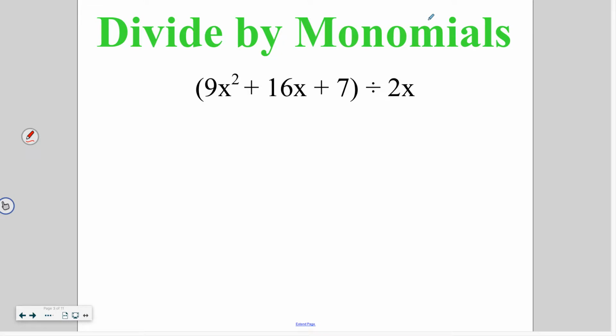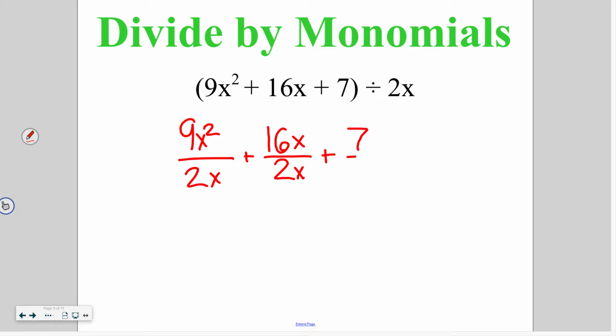When we are dividing by a monomial, there is a simple process that we can do, and that is to take each individual piece of the polynomial and divide by the monomial. So what that's going to look like is 9x squared over 2x plus 16x squared over 2x plus 7 over 2x. So we've simply taken each piece of the polynomial and divided by that monomial value.